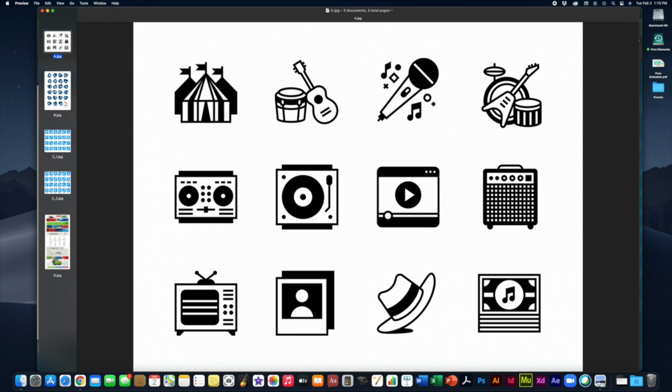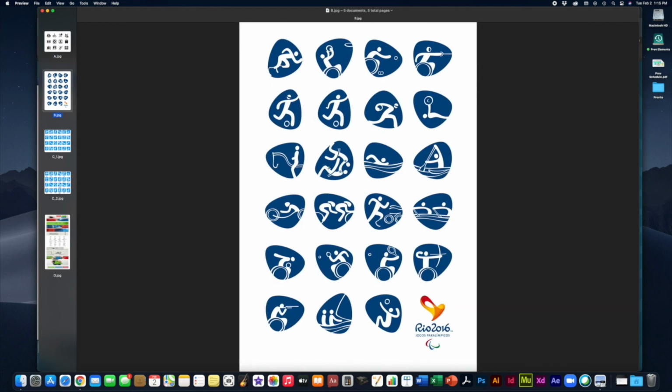Okay, next we have these pictograms here. So these here are Olympic pictograms, right? So the Olympics, which happens every 4 years, whether it's the Winter Olympics or the Summer Olympics, one of the things they do in terms of their visual representation is they create a set of pictograms. They hire an artist or a team of artists or a design company or whatever to design a set of pictograms that represent all the various sports.